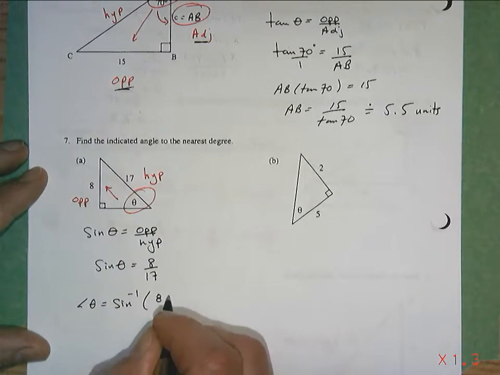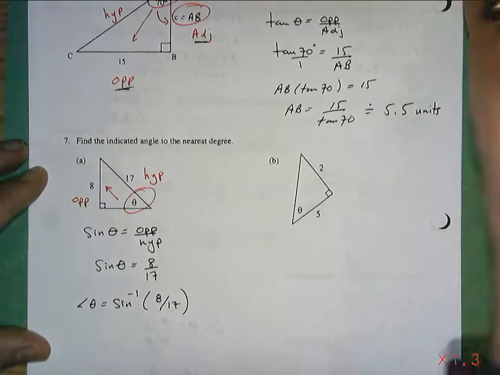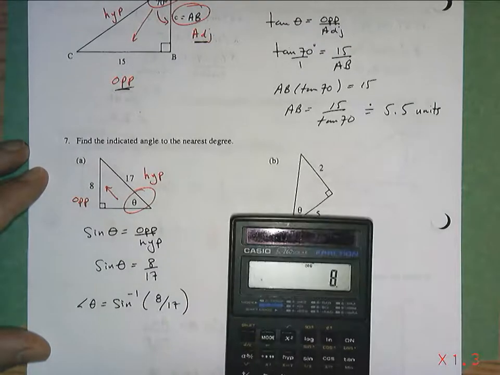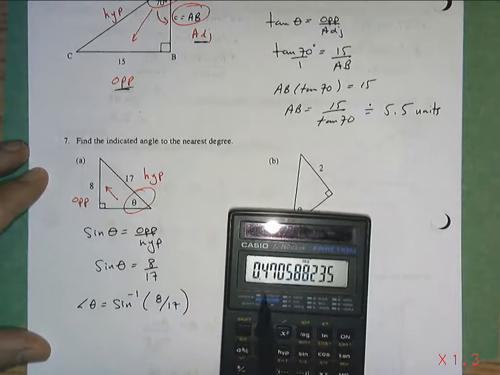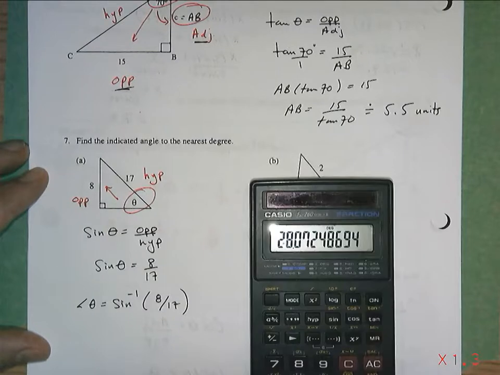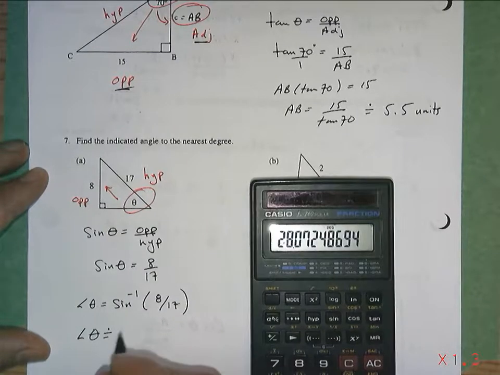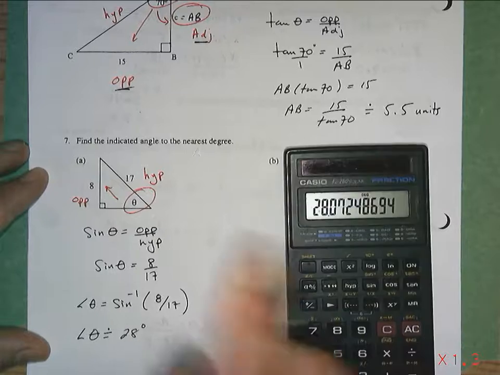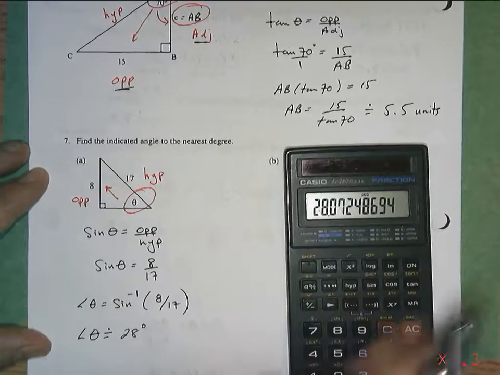Now you could write out the decimal, or you can write out the fraction. The fraction's easier than the decimal, I think. There's your decimal, and you don't want to round that at all. You want to use all of it to be accurate. Second function, sine inverse. So angle theta equals approximately 28 degrees to the nearest degree.